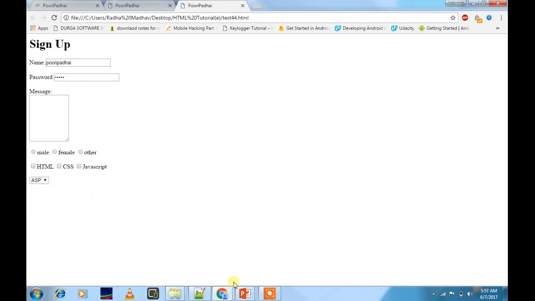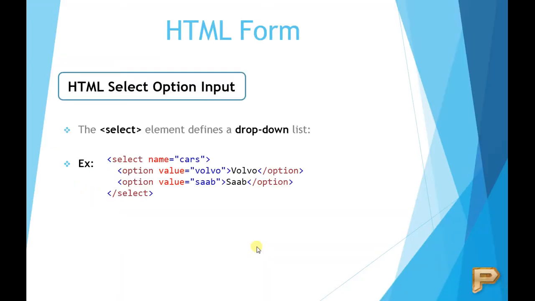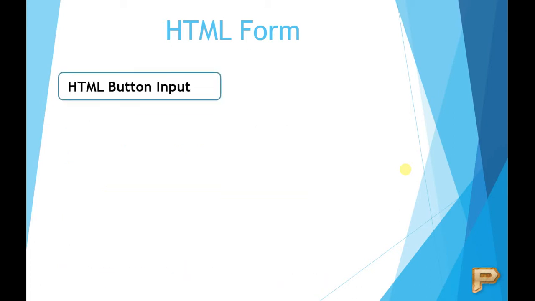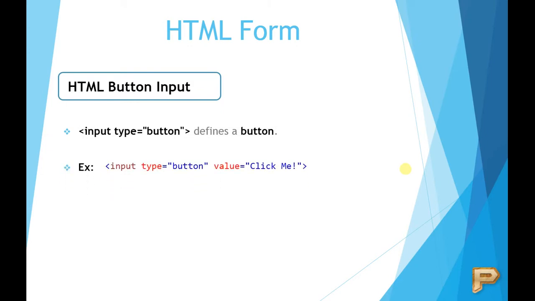Now this was how we can use the select option for a drop down list. The list normally shows the first item as selected, and you can add a selected attribute to define a predefined option, and the example I have already explained. Now let's see the HTML button input. Input type button defines a button, and this is an example.